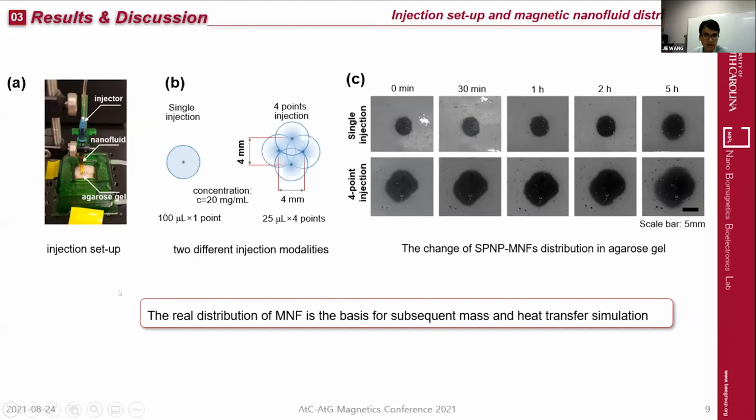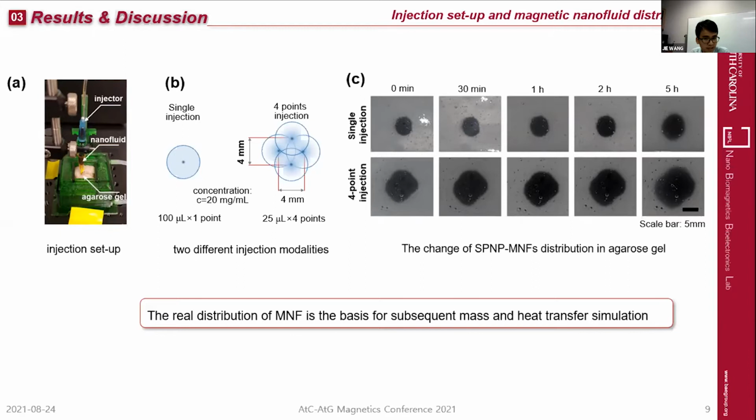After injecting our magnetic nanofluids into agarose gel, we can obtain the time dependence and the spatial distribution of magnetic nanofluid inside the agarose gel. As we can see, the distribution of magnetic nanofluid in agarose gel shows an irregular shape because of the diffusion or concentration gradient. We believe this real distribution of nanofluid in agarose gel will be the basis for our subsequent mass and heat transfer simulation.